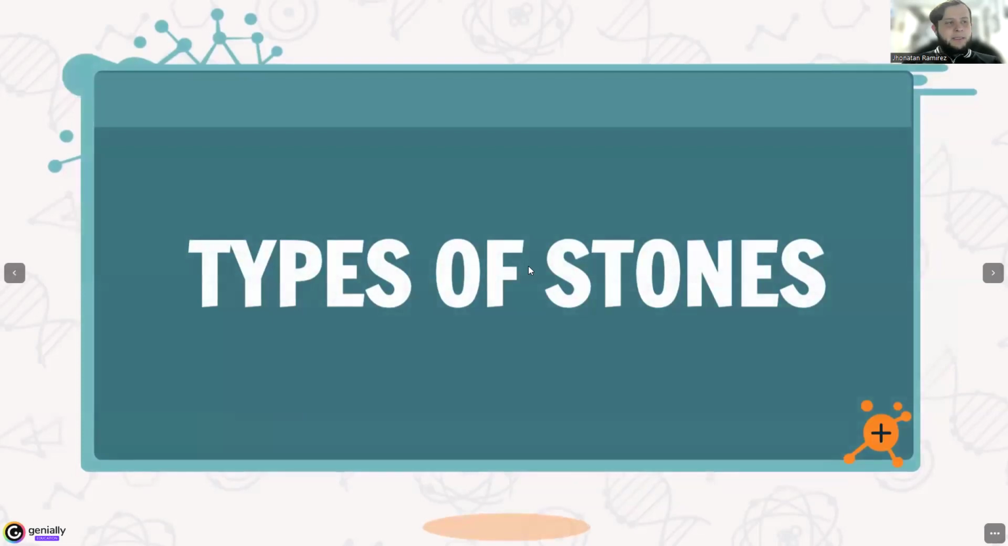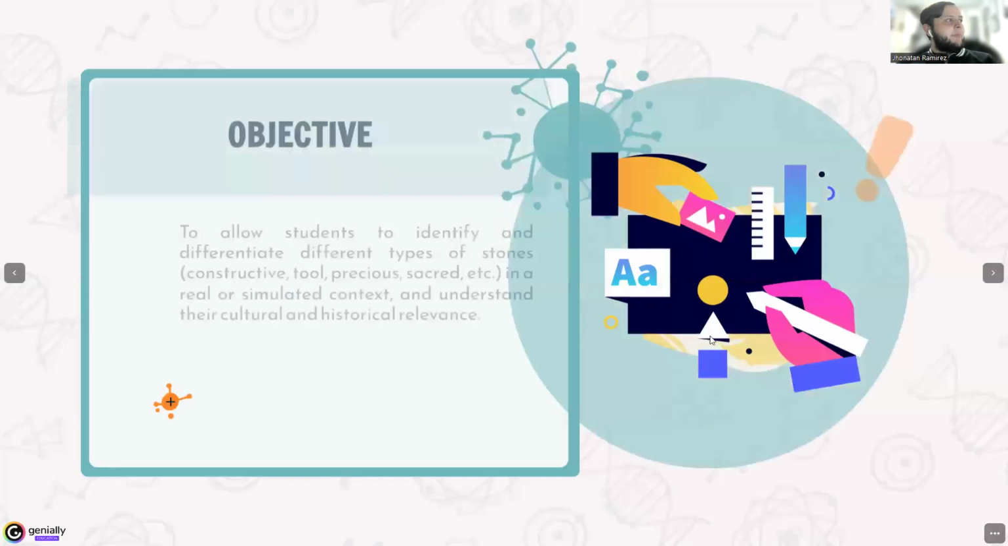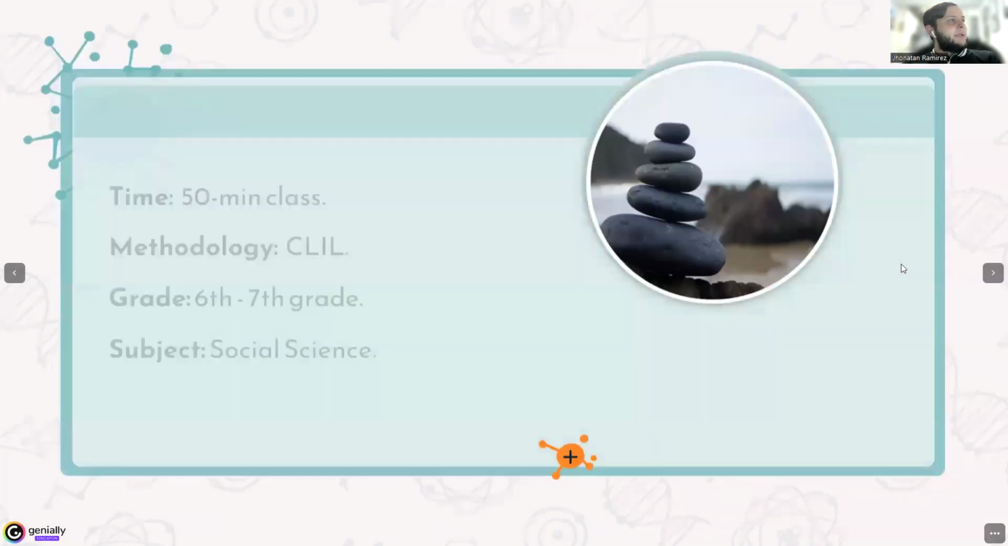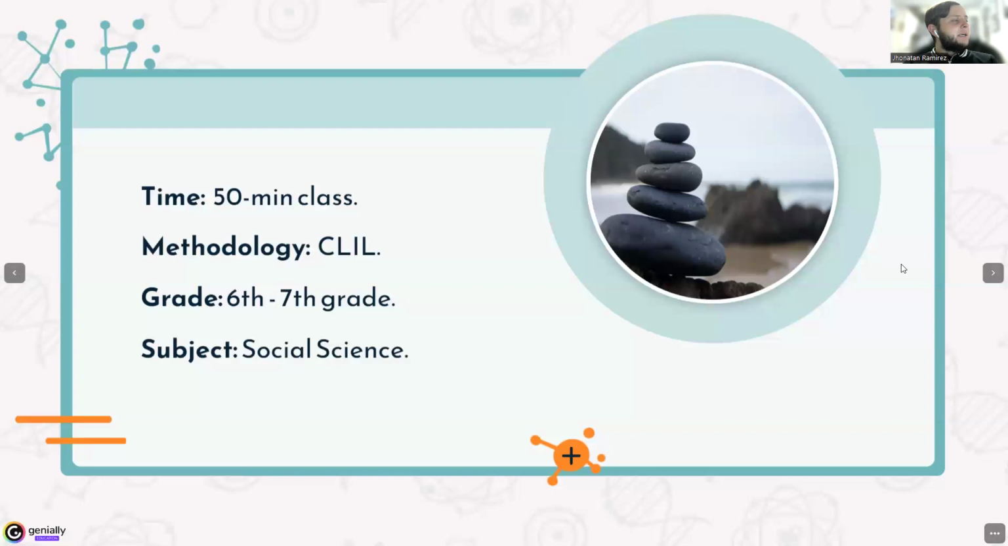In the activity number one, I decided to propose an activity that is called types of stones, where basically students will be able to identify and differentiate different types of stones, such as constructive, tool, precious, sacred, in a real or simulated context. The methodology that I decided to choose was clay, with a timing of 15 minutes. Okay, the subject is social science, and the grade are gonna be students who are in sixth or seventh grade.